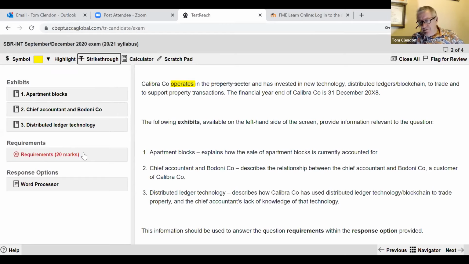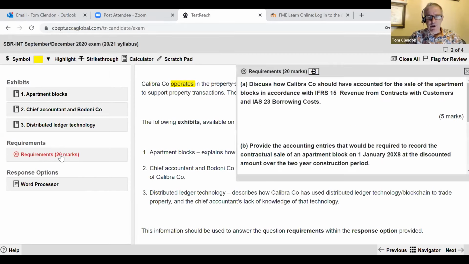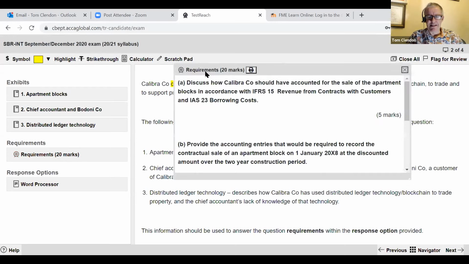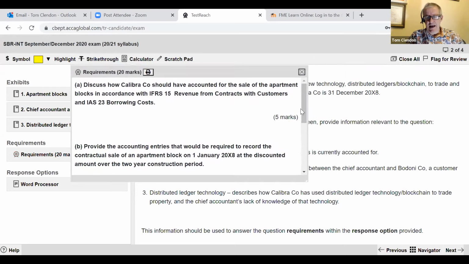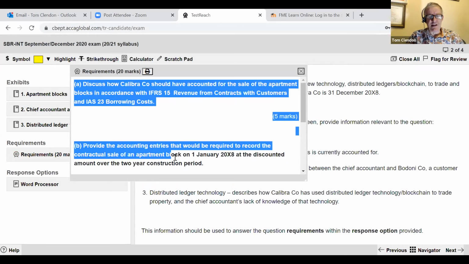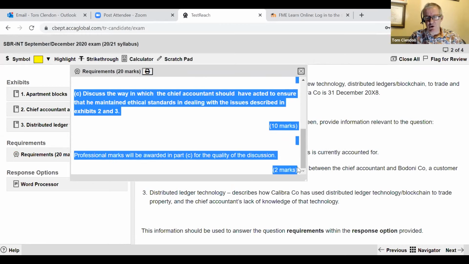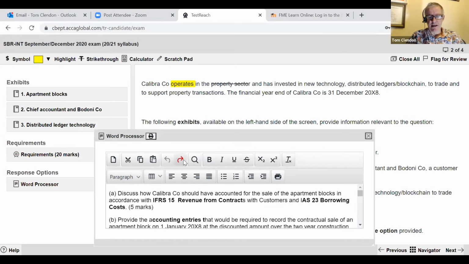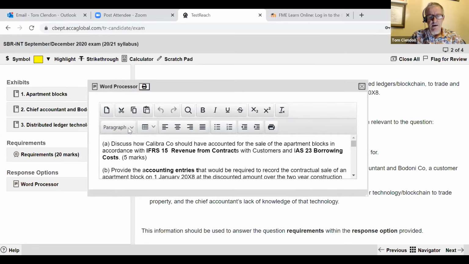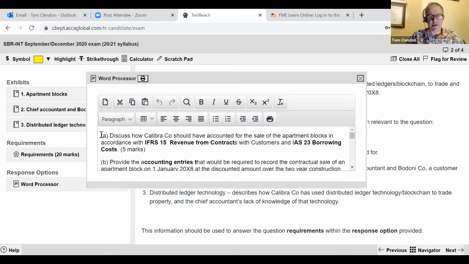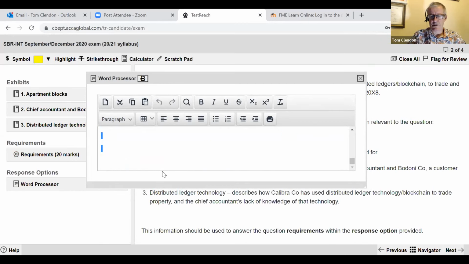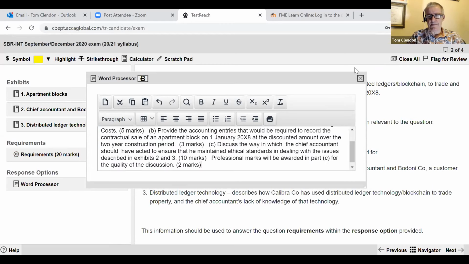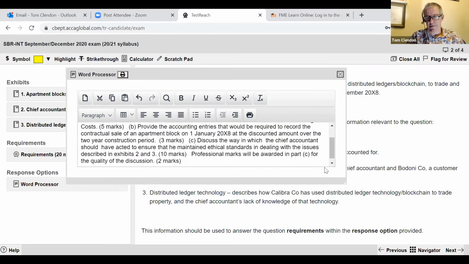Now, it is just gone past the hour. So let's start playing with what we're looking at here. And we look at the requirements. Now, the first thing that I do in every exam is not read the requirement, which is a bit shocking, really. But I Control C, and what I do is I dump it into the word response area.